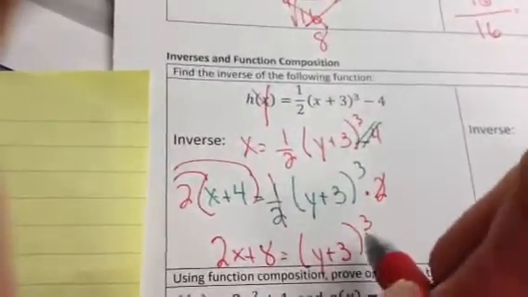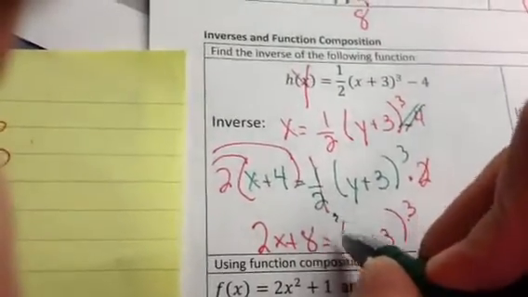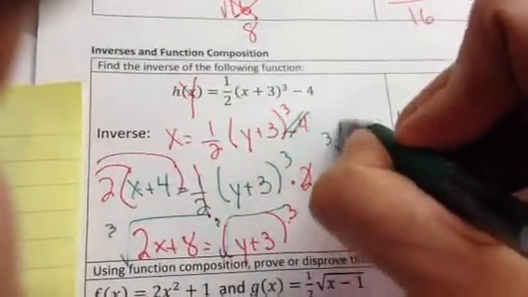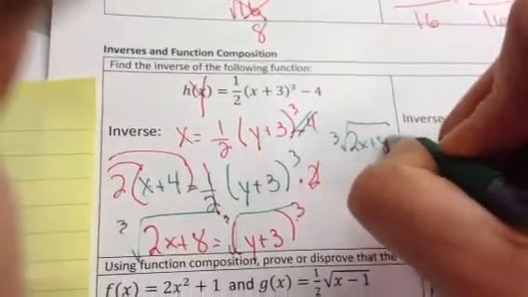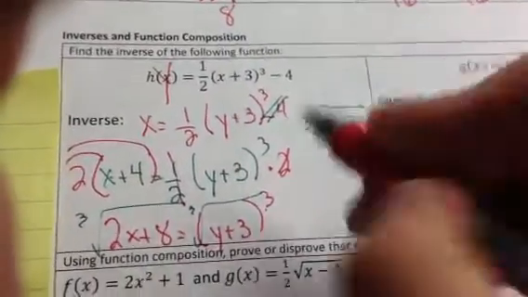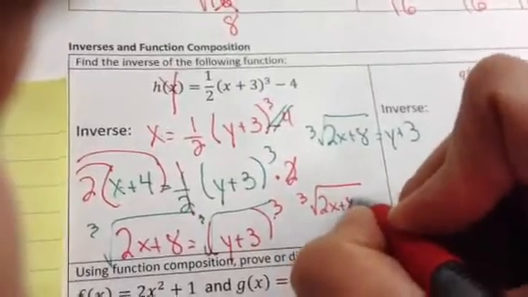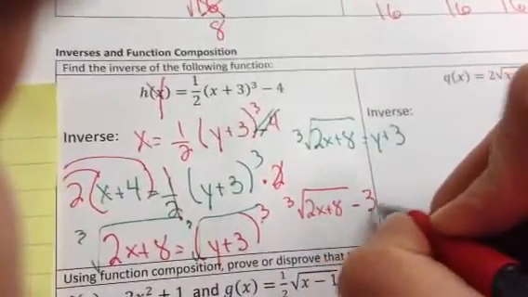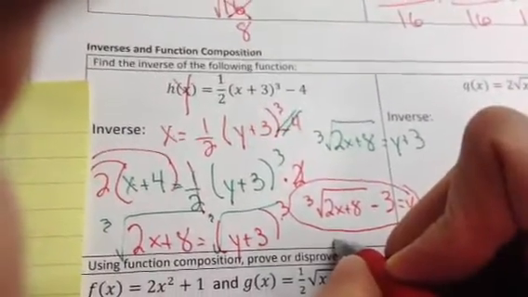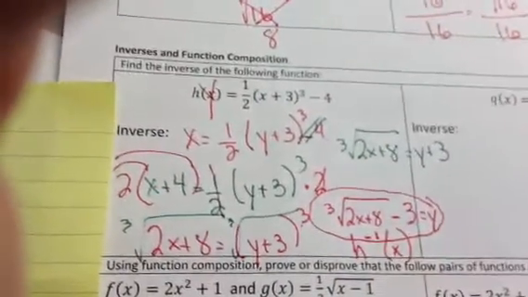And now I'm going to deal with my exponent. To get rid of a cube, I cube root both sides. So now what I have is the cube root of 2x plus 8 equals y plus 3, and now I can deal with the stuff in the parentheses. I'm going to subtract 3. So when I'm done, I have the cube root of 2x plus 8, subtracting 3 outside of that radical, equals y. And we did talk about how y can technically be replaced with the inverse version of h, the -1, but you can leave it as y, that's fine.